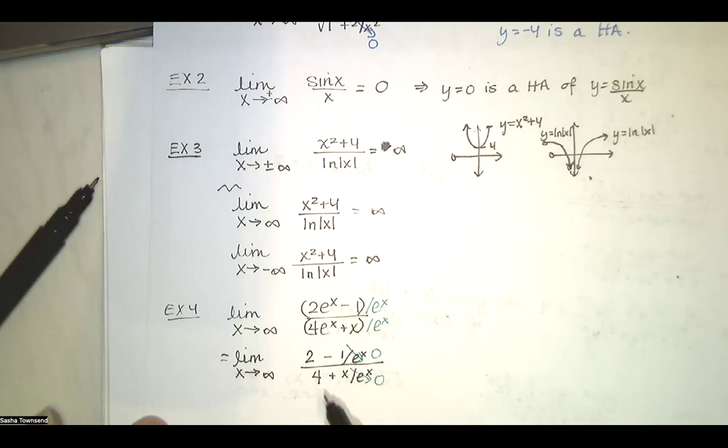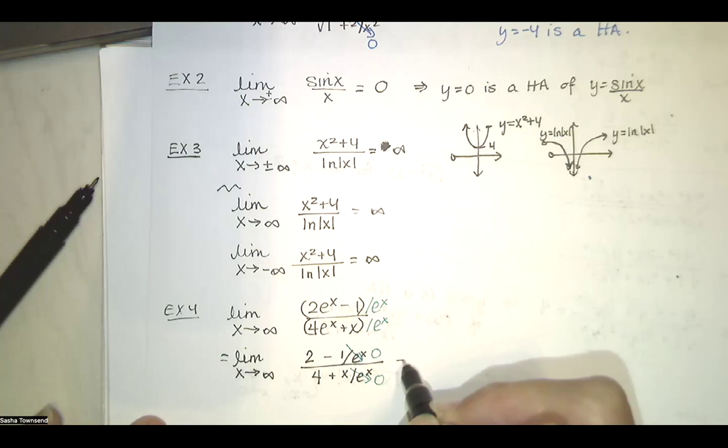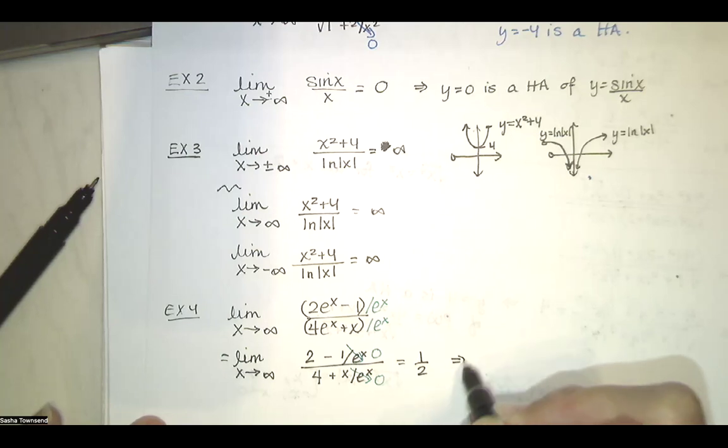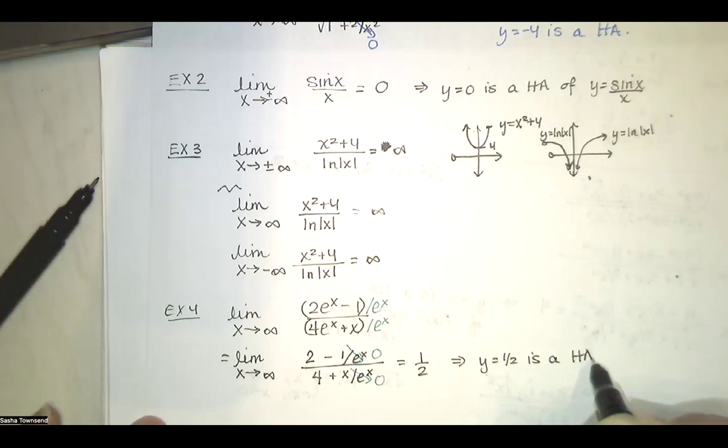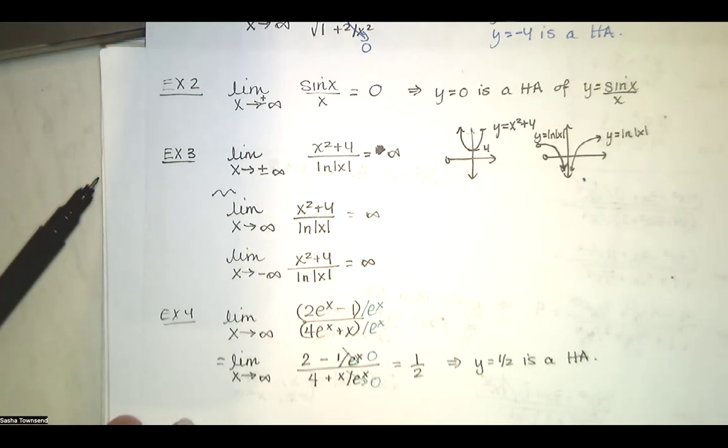So after we do that, these two terms go to 0. You get a 2 over 4, which is 1/2. So y equals 1/2 is a horizontal asymptote of this particular function.